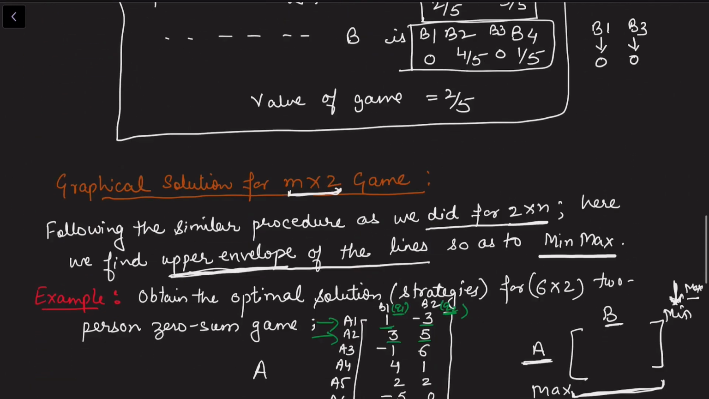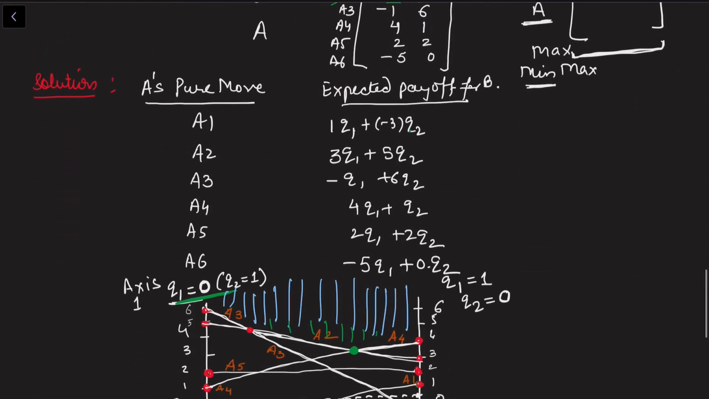But here, in this situation, you see there are 3 lines. One is A3, then the lower envelope is bounded by A2, and then we have A4. But even in those, we must first compare which is the most minimum. So here, this is the most minimum, and it is bounded by 2 lines, A2 and A4. So we must only select A2, A4 with the B's pure moves, that is B1, B2.